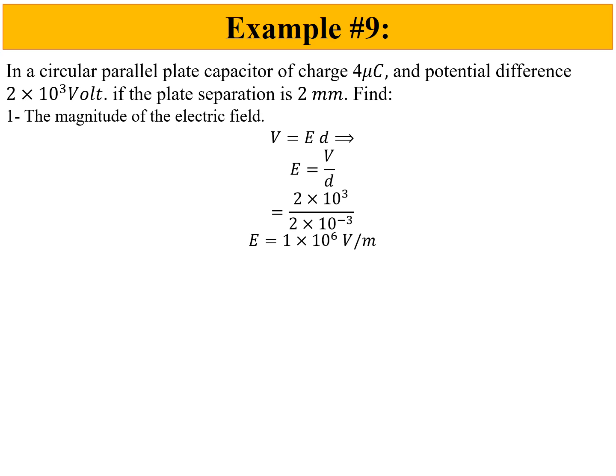This means that if the separation between the two plates is 1 meter, the potential difference is 1 million volts. Imagine the high voltage that we can construct between two plates separated by 1 meter.